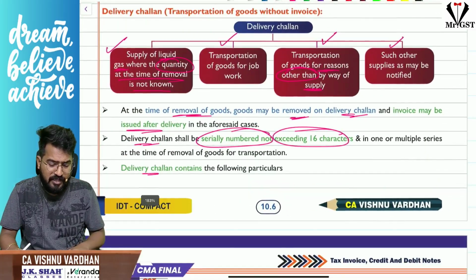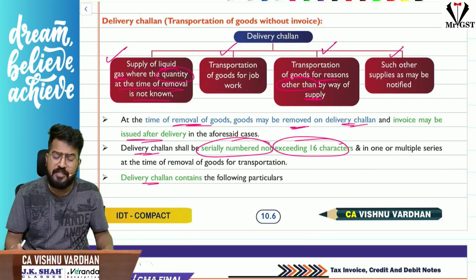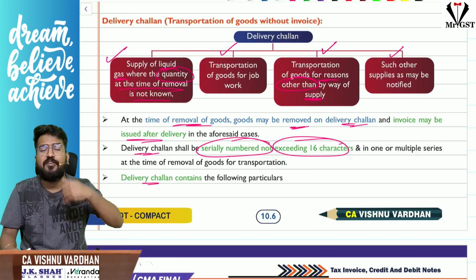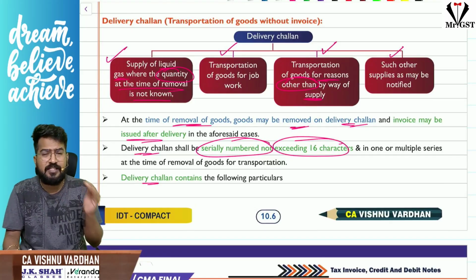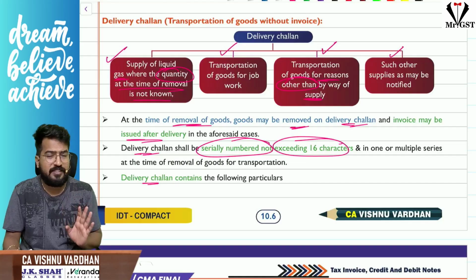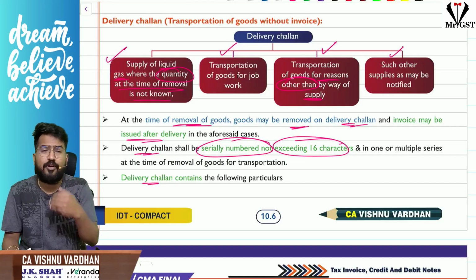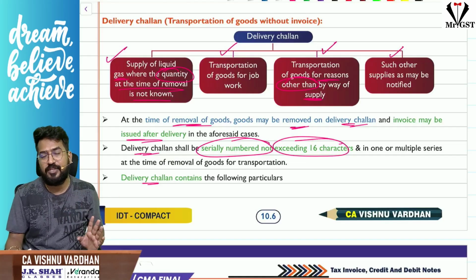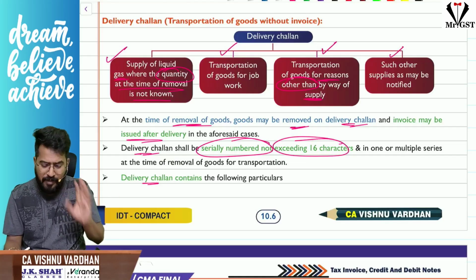What is the next document? The next document we are going to see is delivery challan. Sir, when this document will come into picture, simply understand, this document will come into picture when you cannot raise a tax invoice. Sir, for raising the e-way bill, we need a supporting document called tax invoice generally. But whenever we cannot raise a tax invoice, we will raise a delivery challan, and with the help of delivery challan, we will raise the e-way bill. So that is the main purpose of delivery challan.